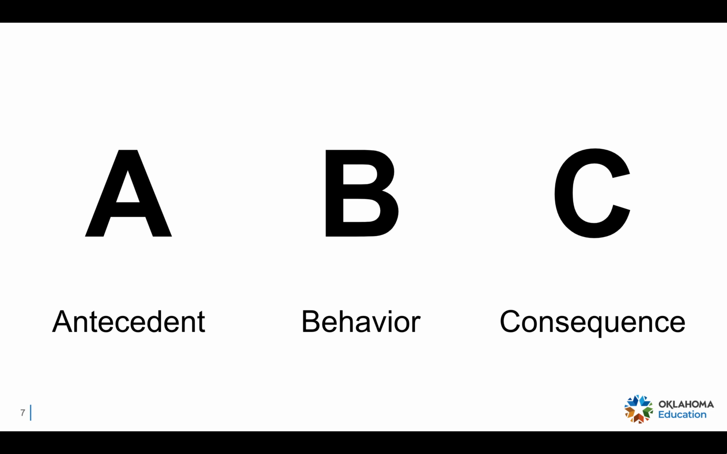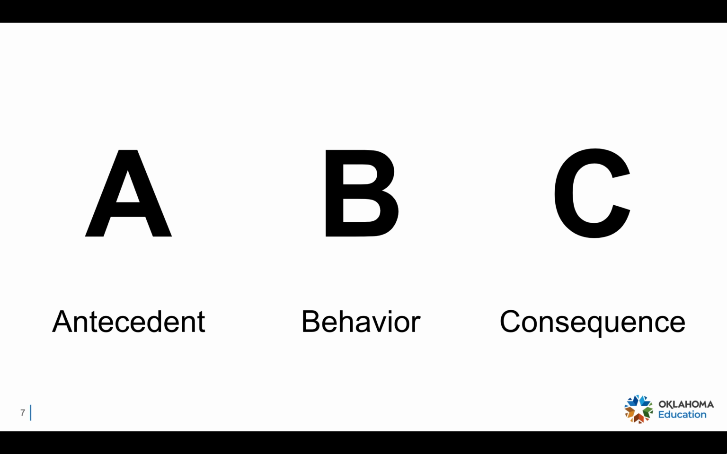Also, with an antecedent, there is a slow trigger and a fast trigger. A slow trigger is something that makes it more likely the behavior will happen. A fast trigger is something that triggers the behavior or something that sets off the student. Moving on to B. B stands for behavior. This happens for a purpose. It has a reason. When a child misbehaves, they are trying to communicate something to you.